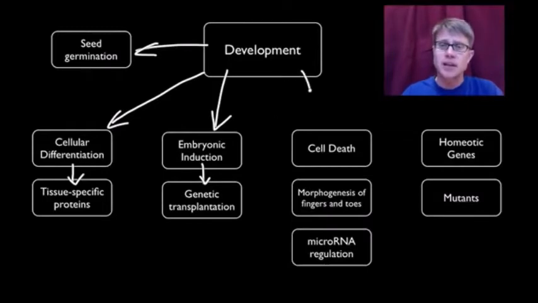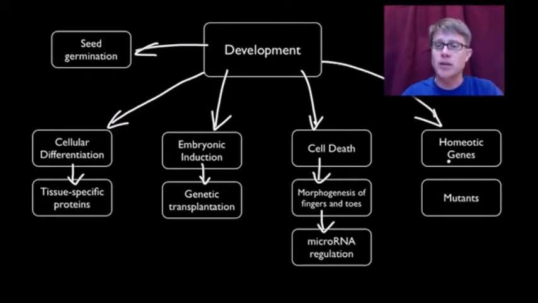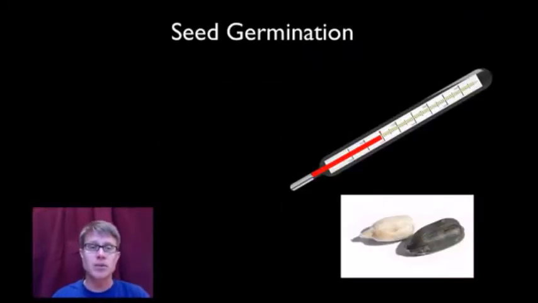Cell death, we're starting to find, is just as important as cell growth. An example I'll talk about is how the fingers and toes form, and the importance of microRNA in regulating that. And then finally, we're going to talk about the body genes, the homeotic genes, and how they place different body parts where they should go. And the study of mutants is unlocking all of that. And so let's start with seed germination.